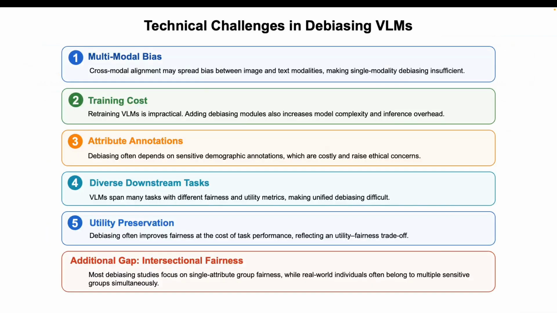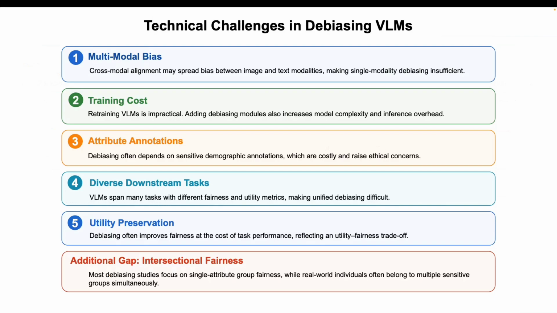Here are some technical challenges in debiasing VLMs. The first one is multimodal bias. Cross-modal alignment might spread bias between image and text modalities, making single modality debiasing insufficient. The second one is training cost. Retraining VLMs is impractical. Adding a debiasing module also increases model complexity and inference overhead.